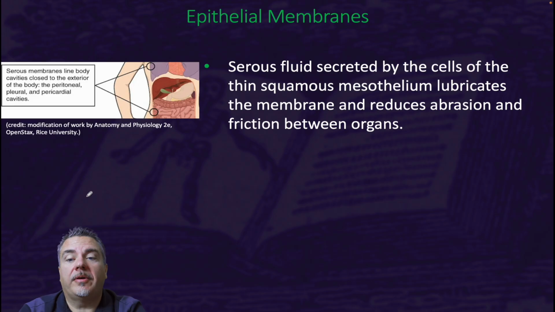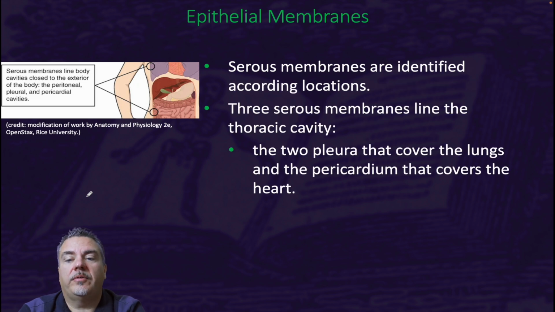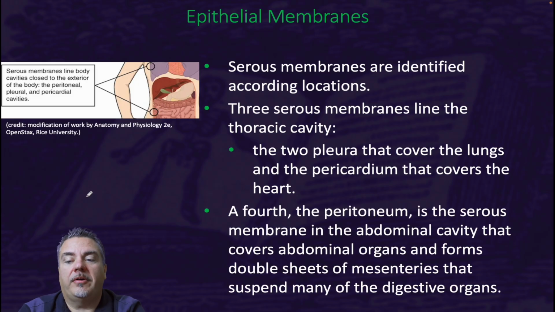Serous fluid secreted by the cells of the thin squamous mesothelium lubricates the membrane and reduces abrasion and friction between organs. Serous membranes are identified according to locations. 3 serous membranes line the thoracic cavity, the 2 pleura that cover the lungs, and the pericardium that covers the heart. A 4th, the peritoneum, is the serous membrane in the abdominal cavity that covers abdominal organs and forms double sheets of mesenteries that suspend many of the digestive organs.